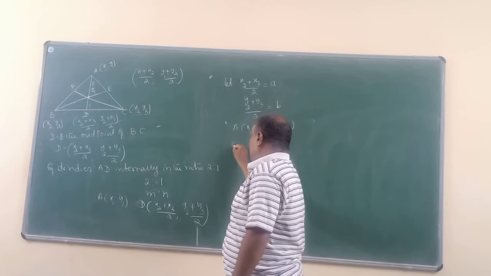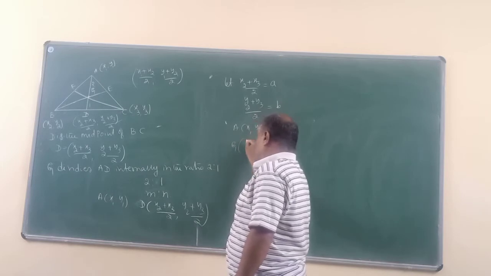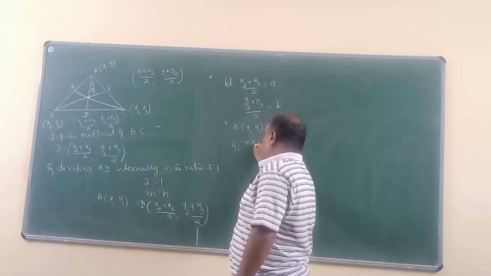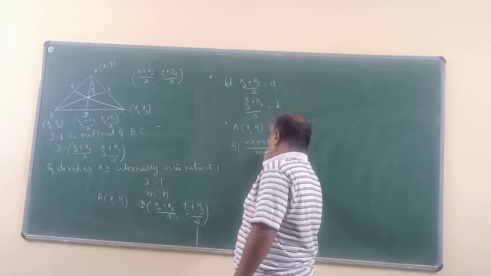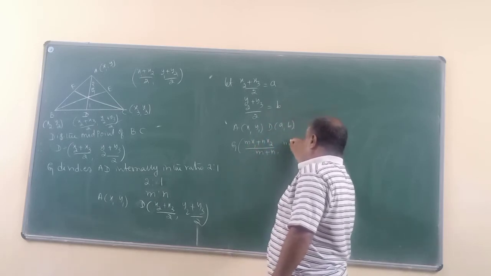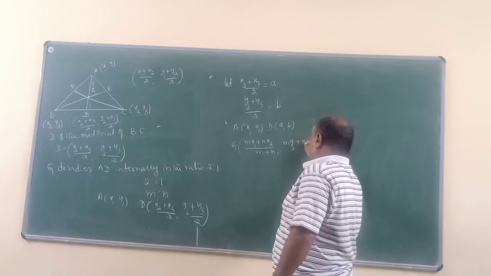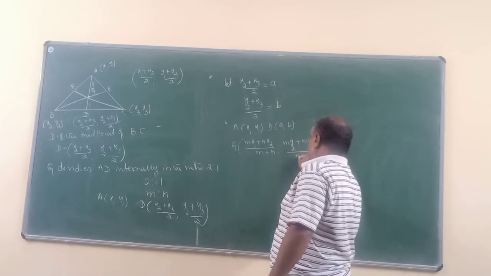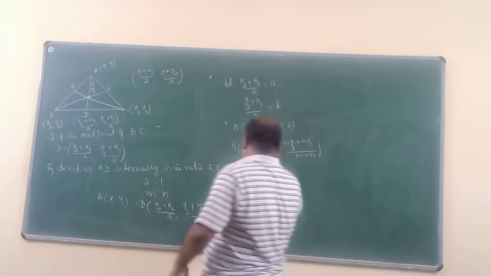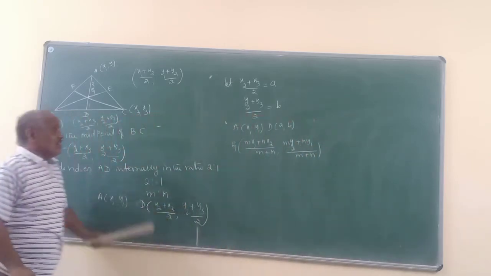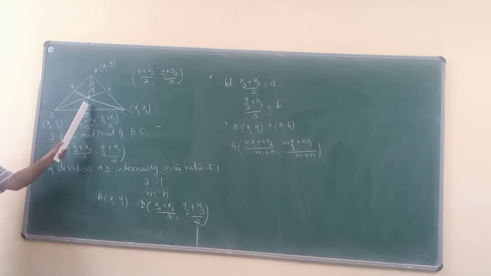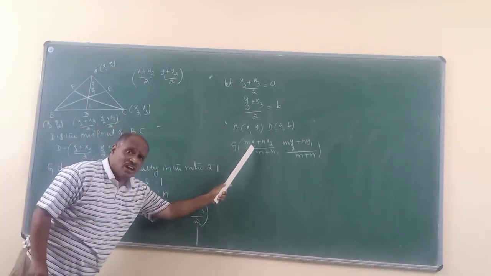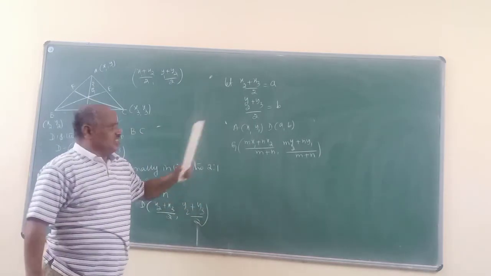To get G, you know well the internal section formula, mx2 plus nx1 divided by m plus n, and my2 plus ny1 divided by m plus n. Why am I going to take this formula? Because G divides AD internally in the ratio 2:1. Therefore, I am going to use the internal section formula here.